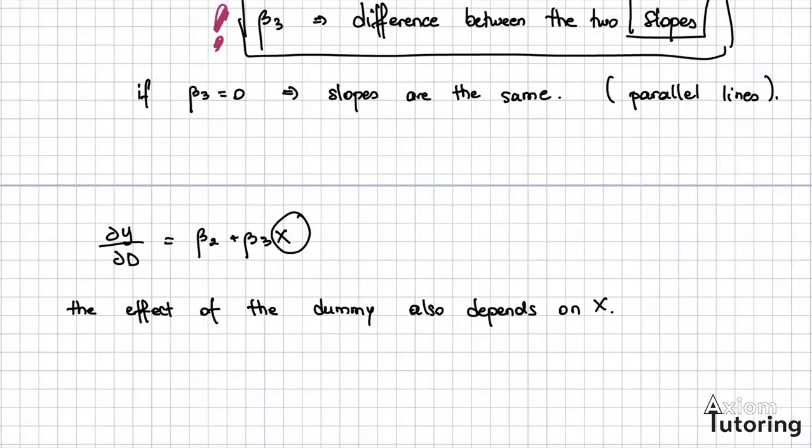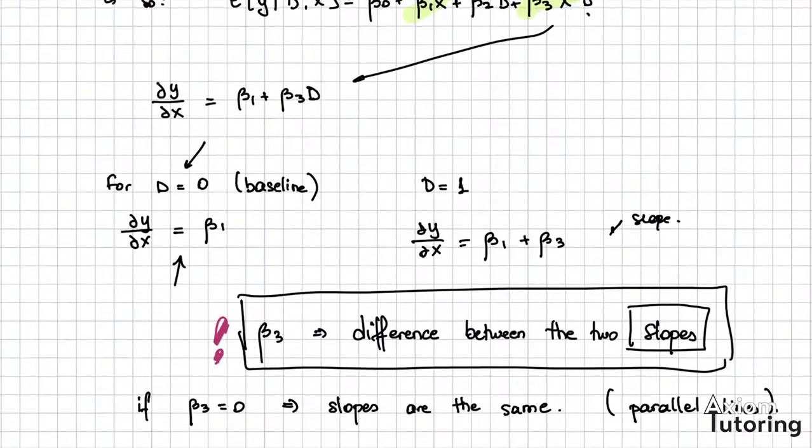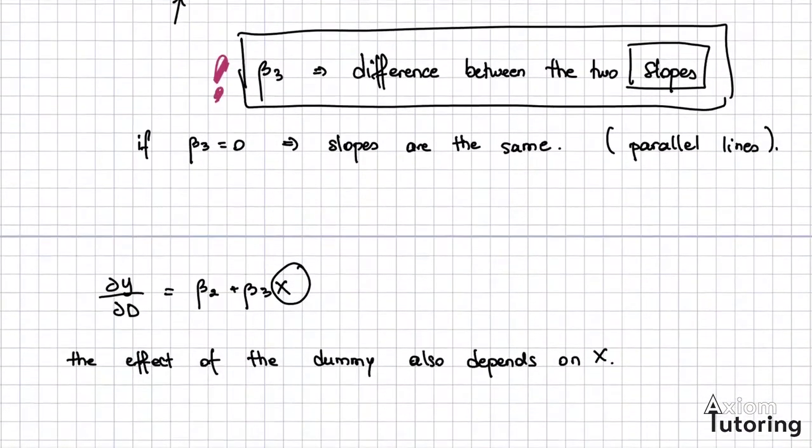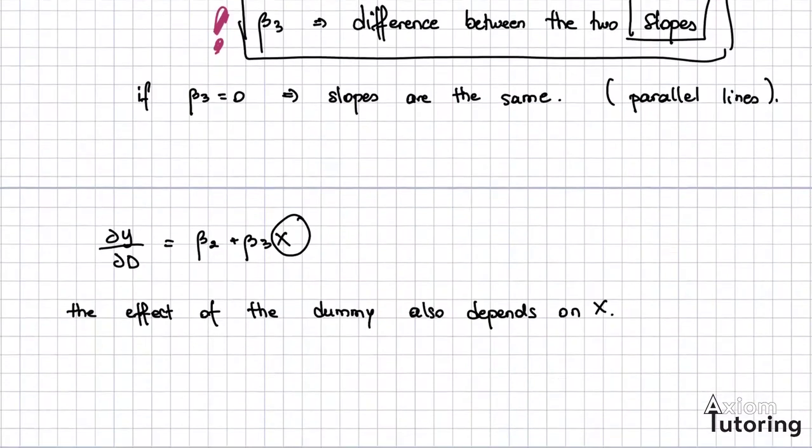There are always two ways of saying the same thing. In a dummy times continuous type of interaction, the marginal effect, as you have seen here, is either beta 1 plus beta 3 d, which means it differs across the groups, or beta 2 plus beta 3 x, which means it depends on the level of x.